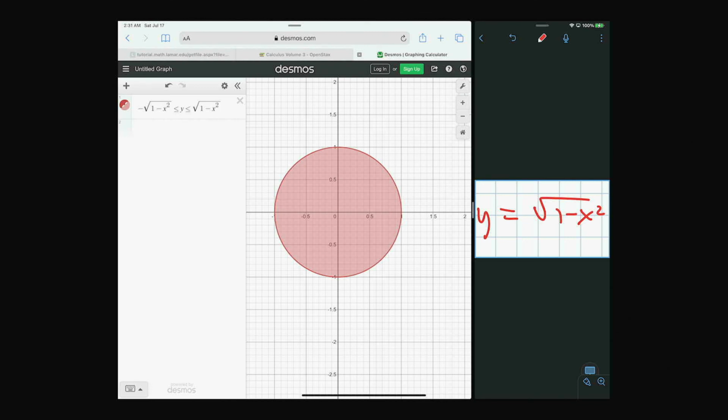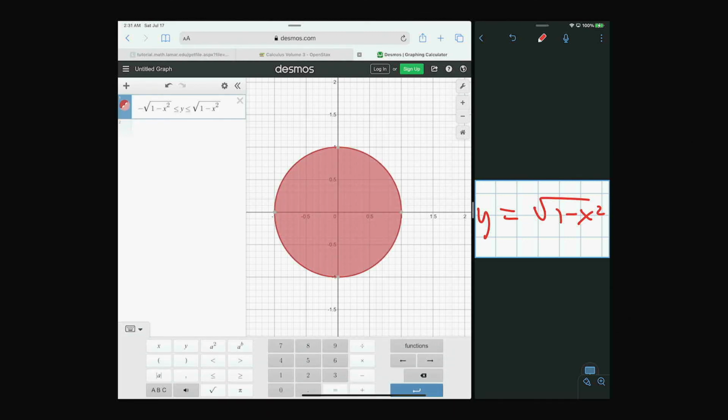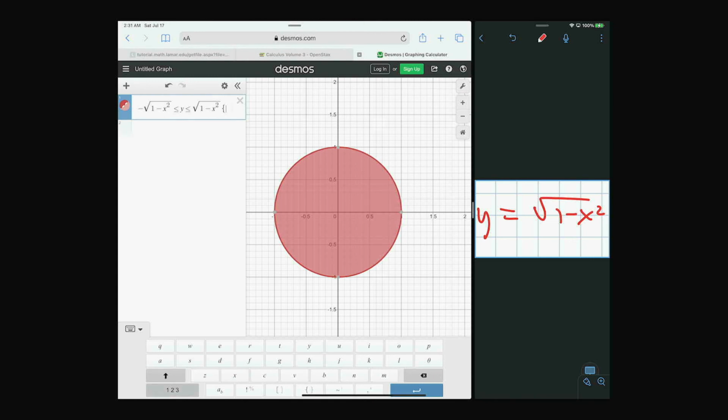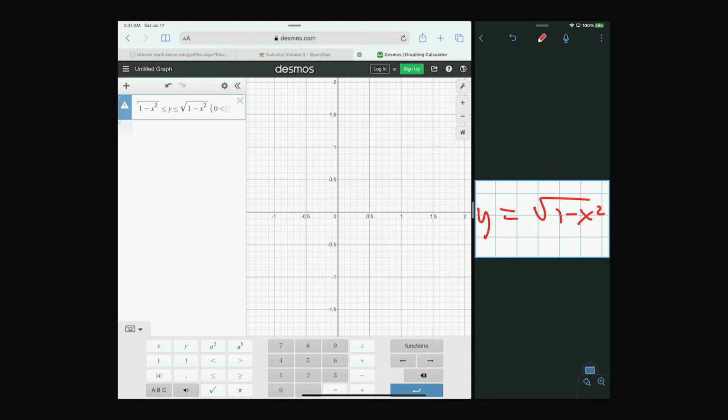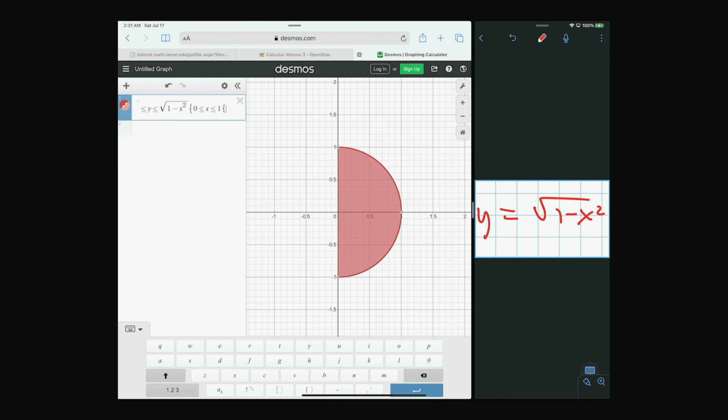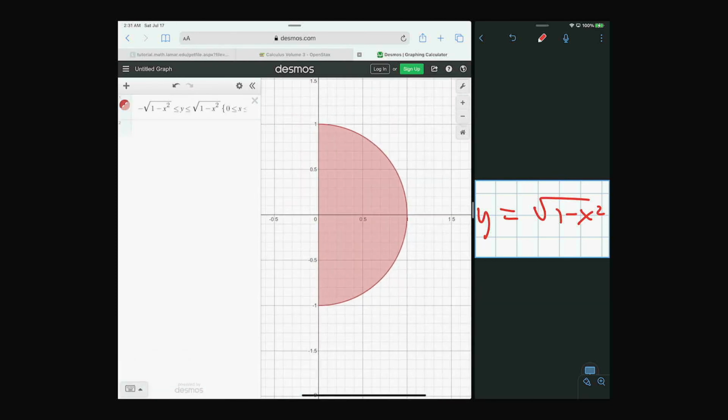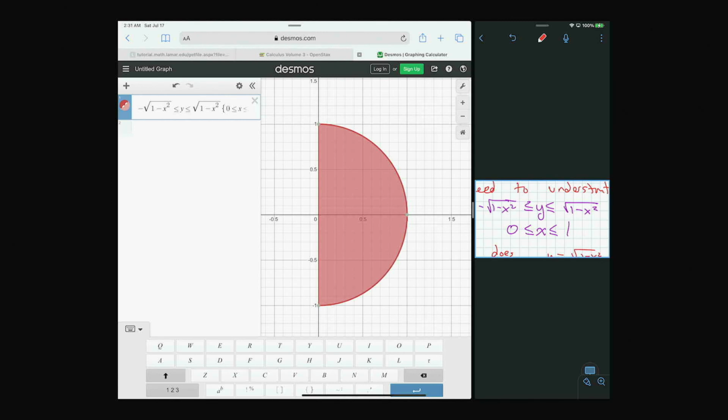But then they also say that 0 is supposed to be less than x, which is less than 1. So you can actually plot this entire region by typing it into Desmos, and you get the entire half circle here. It was 0 to 1 for x, right? Yeah, so I literally just typed that in. You just have to know how to type in the 0 less than x less than 1 part. That has to be in curly braces after you type in the first intervals. So this is the region. It's a half a circle.